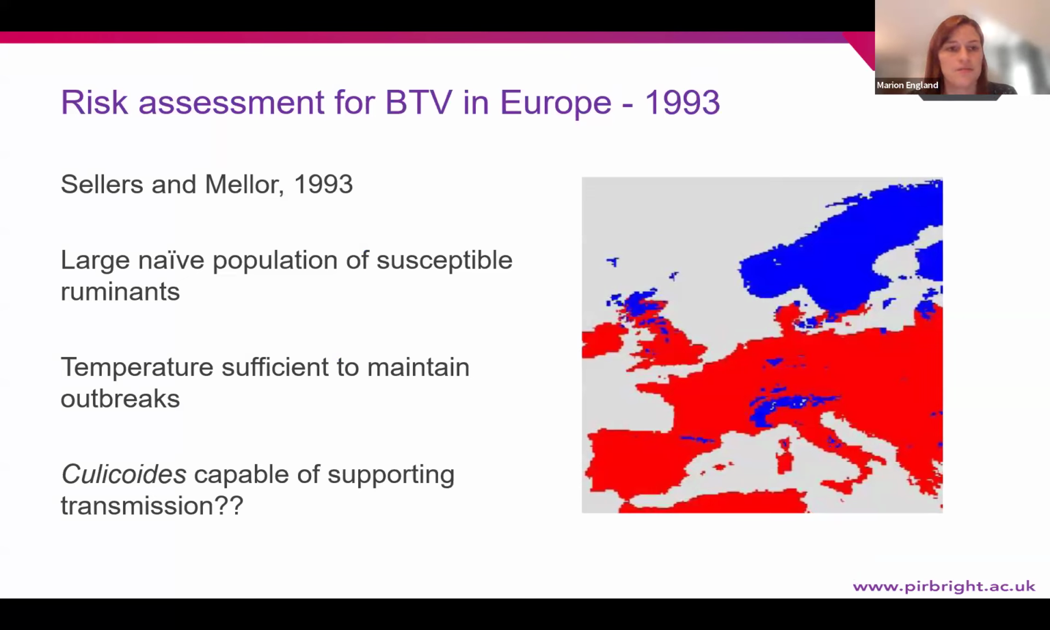So in 1993, my predecessors conducted a risk assessment looking at whether bluetongue could pose a risk to Northern Europe. So there's a large naive population of susceptible ruminants. They found that temperatures were sufficient for virus replication and to maintain outbreaks, but we didn't have Culicoides imicola, so we didn't have the vector. And what was unknown was whether any of our own northern species were competent vectors for this virus. And if they were, then the risk would look something like this on the map.